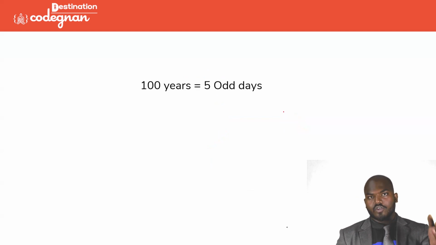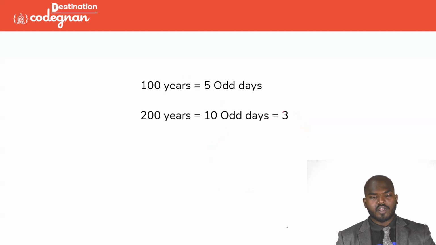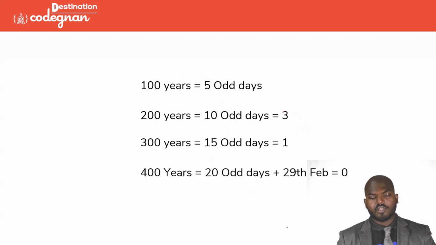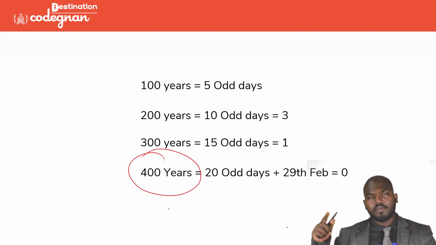And next, you just want to memorize this, guys. This is very important. So 100 years we call 5 odd days. 200 years we call 10 odd days. And 300 years we call 15 odd days. And 400 years we call 20 odd days plus 29th February. You see this? Because it is coming in the 400 years, right? So 400 years needs to be a leap year probably.